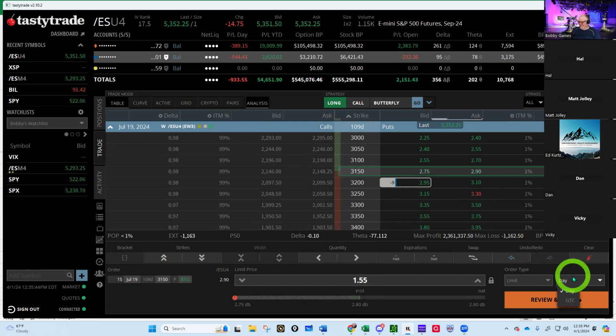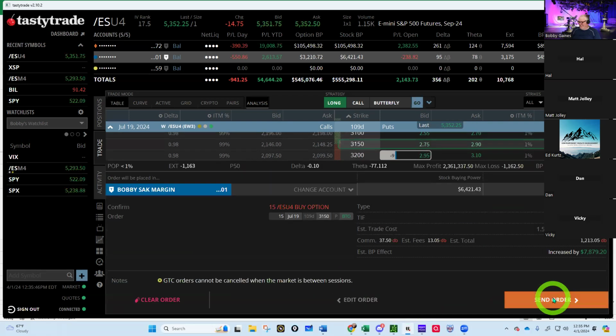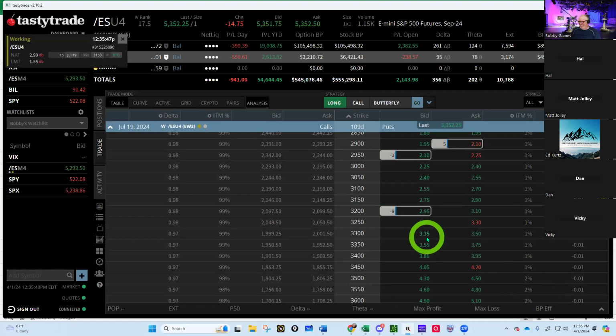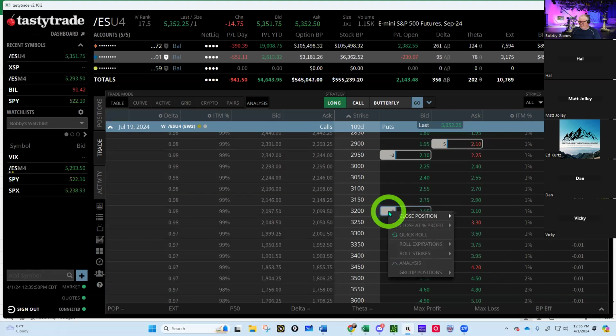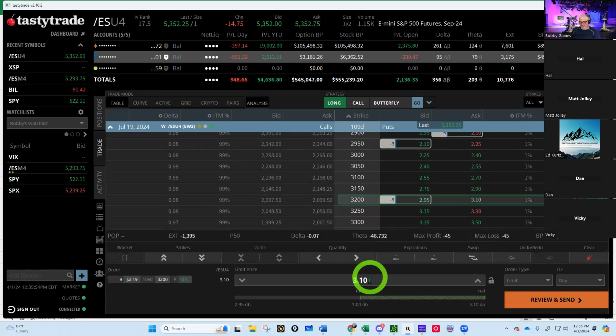And GTC. And y'all know the thing with these, you got to put your closing order in them. Close those, close 9 of them. And we're going to close them at 20 cents. And GTC order.